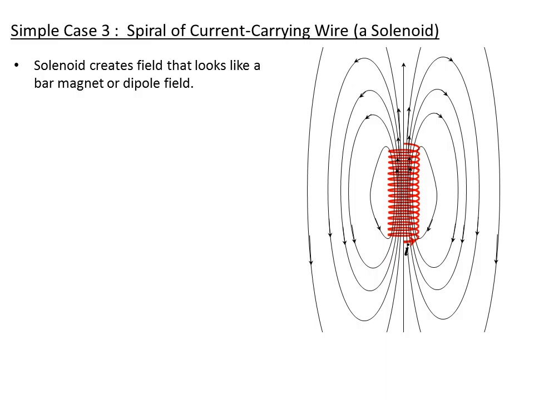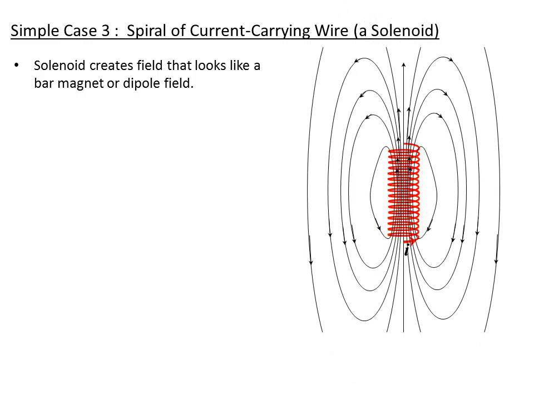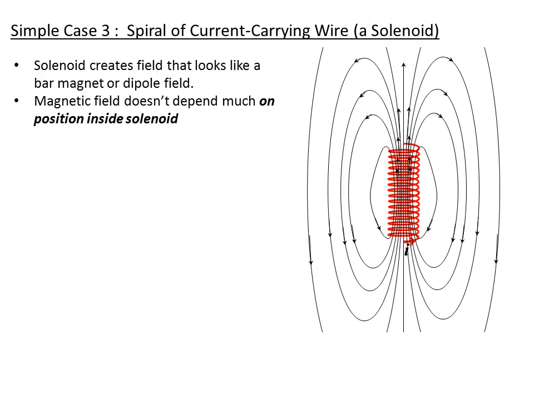The field lines are shown, and you can see that they have a dipole pattern, though they're a little bit stretched from the single loop. Again, there's a north and south pole, and again, it's symmetric around the axis of the solenoid. The magnetic field doesn't depend much on the position inside the solenoid. This can be seen by looking at the magnetic field lines inside the solenoid and seeing that they're nearly parallel.